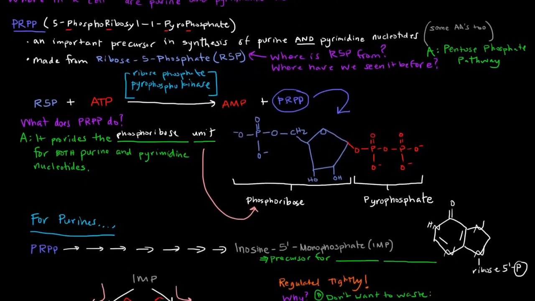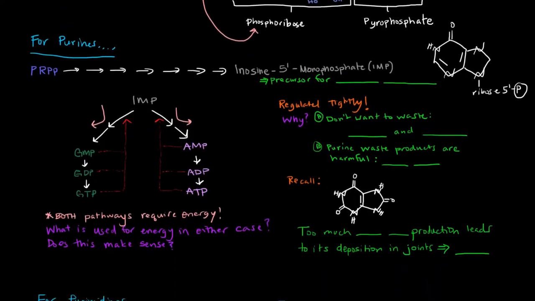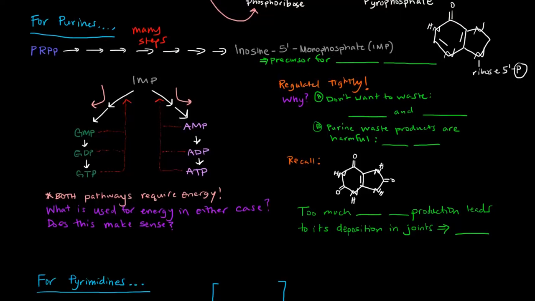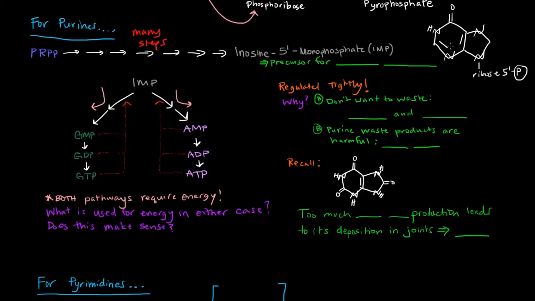So how does it do it? How does PRPP do that for purines specifically? So for purines, PRPP is involved in a long pathway with many steps, and what's important essentially is that PRPP is the precursor for this thing called inosine 5' monophosphate, which I've actually drawn here. I've cut off a little bit of it. There you go. This is inosine 5' monophosphate, or IMP. So it's a nitrogenous base portion up here attached to a ribose with one phosphate group. I didn't draw that whole portion, but hopefully from the previous video you can understand what it means here.